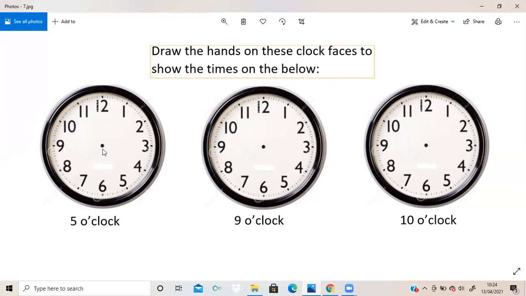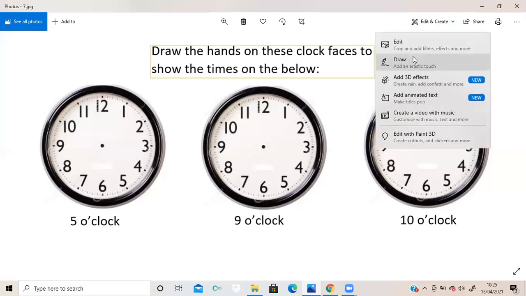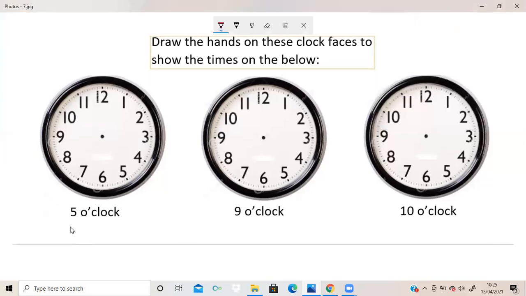And I will show you how we can tell o'clock. So let's start from the first one. In the first clock, they give the time 5 o'clock. So we need to draw 5 o'clock time on the clock face.